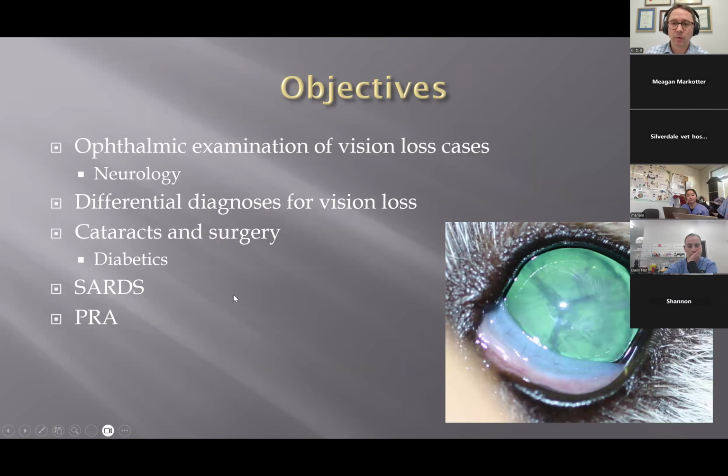we're going to talk about useful neurological assessment techniques for assessing cases with concern about vision, cover differential diagnoses for these vision loss cases, and really then spend time talking about the most common causes of vision loss in dogs, which would be cataracts, SARDS or sudden acquired retinal degeneration syndrome, and also PRA or progressive retinal atrophy. And we will discuss specifically a bit of information about diabetics and my take on diabetic cases with vision loss.